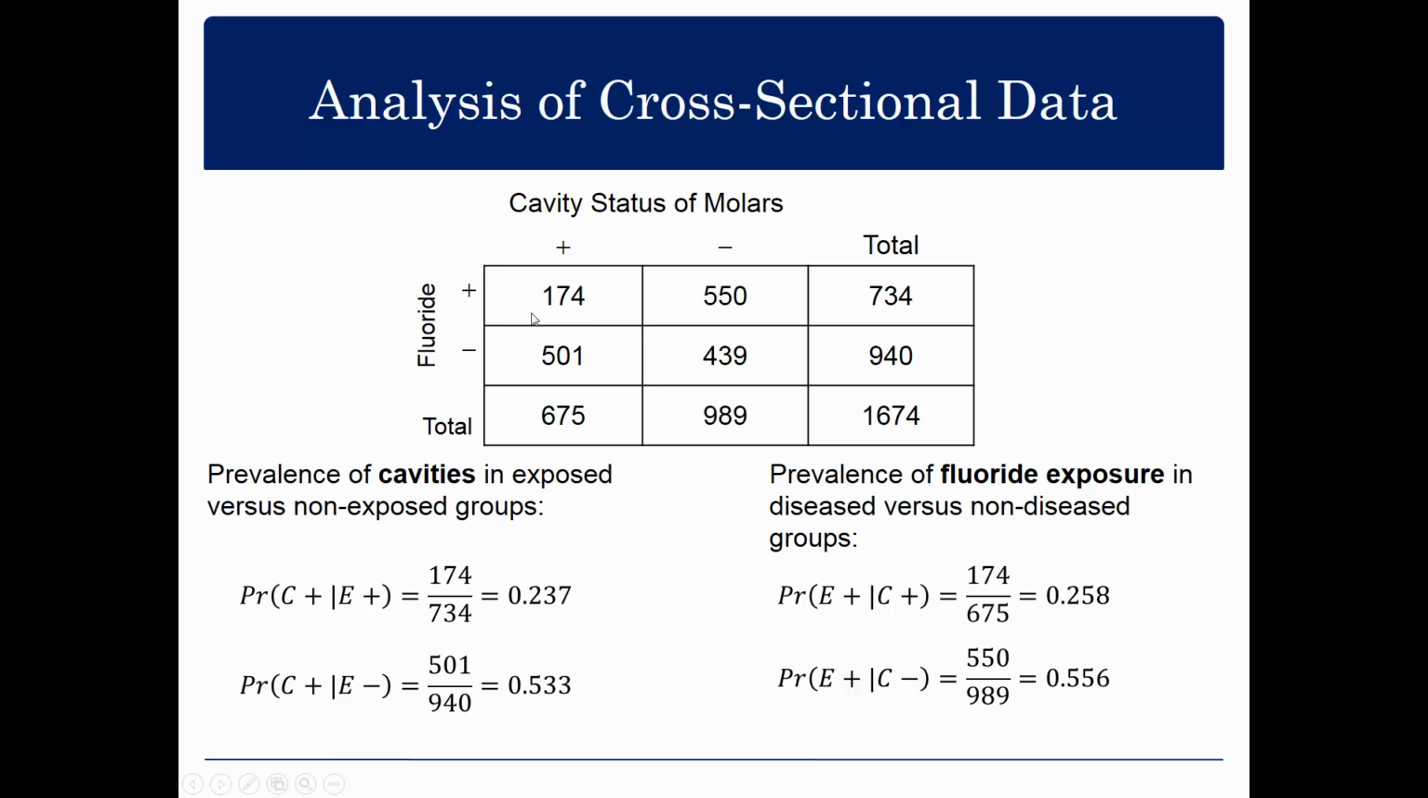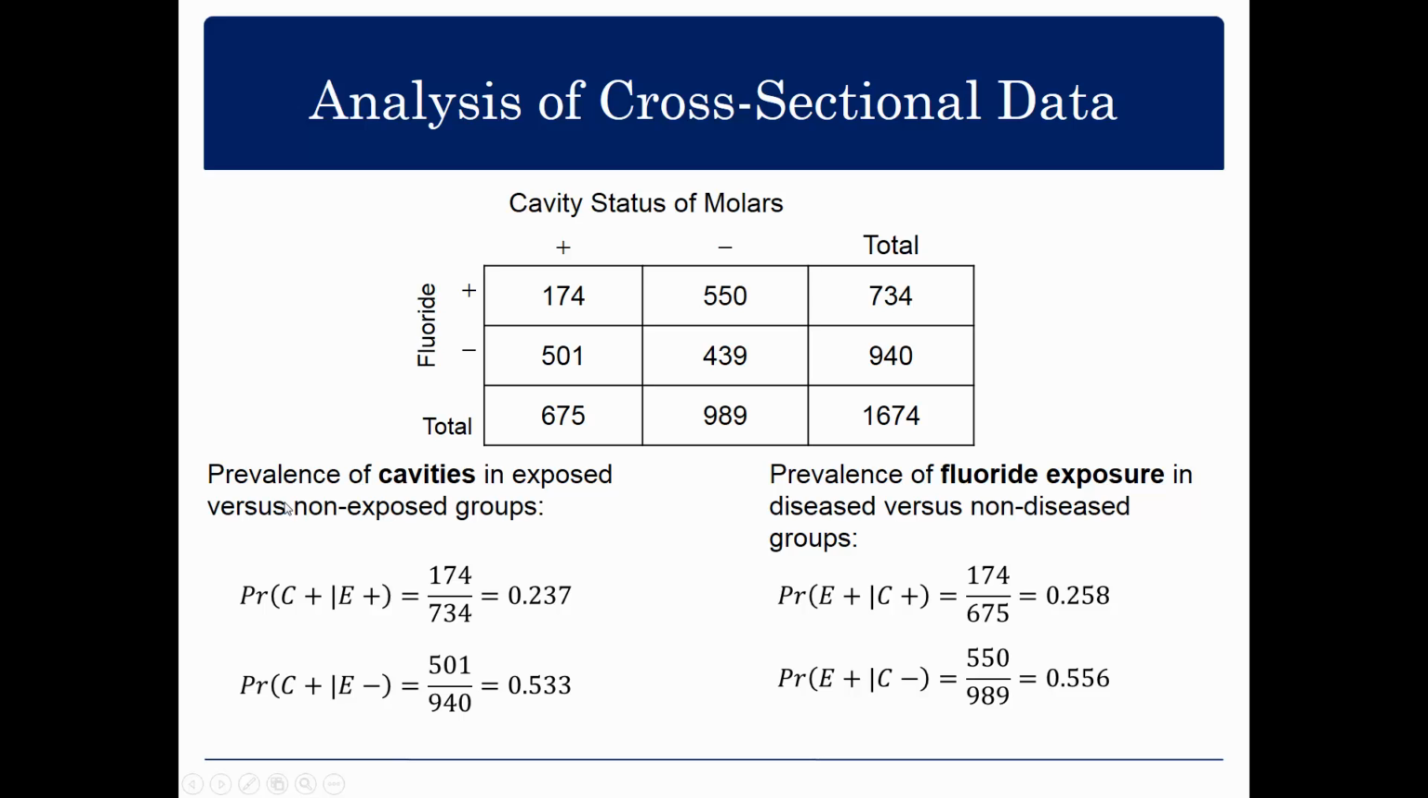So people who were exposed to fluoride and also had cavities, that's 174 of them here out of the 1,674 that were in the data set. And then those who were exposed to fluoride without cavities fall into that. And then you have, of course, the 4 cells in the table and many of the different measures of association we calculate as functions of those 4 cells. But the things that we can estimate from this kind of cross-sectional data include, again, the burden of the disease, the burden of the exposure, which is the prevalence.